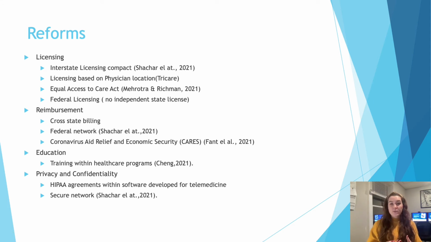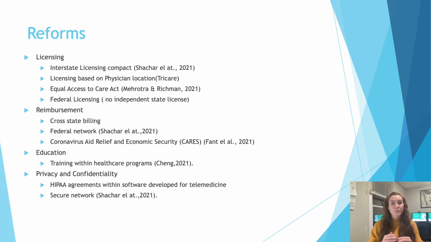And then federal licensing was another option. So no states would have their own license, but there would be an overall federal license, which doesn't seem very plausible because states have established their licensing for many years, and they like to have that control over what their state standards are.